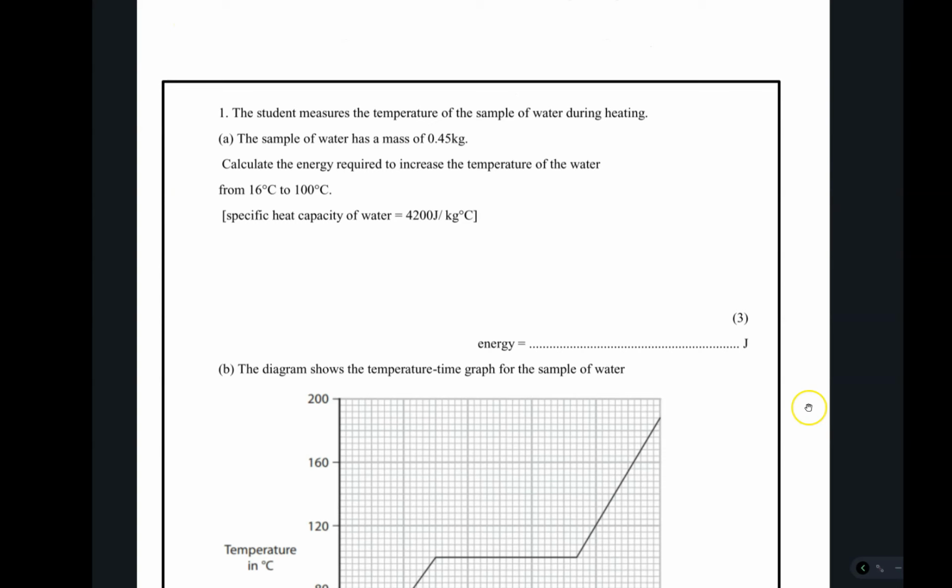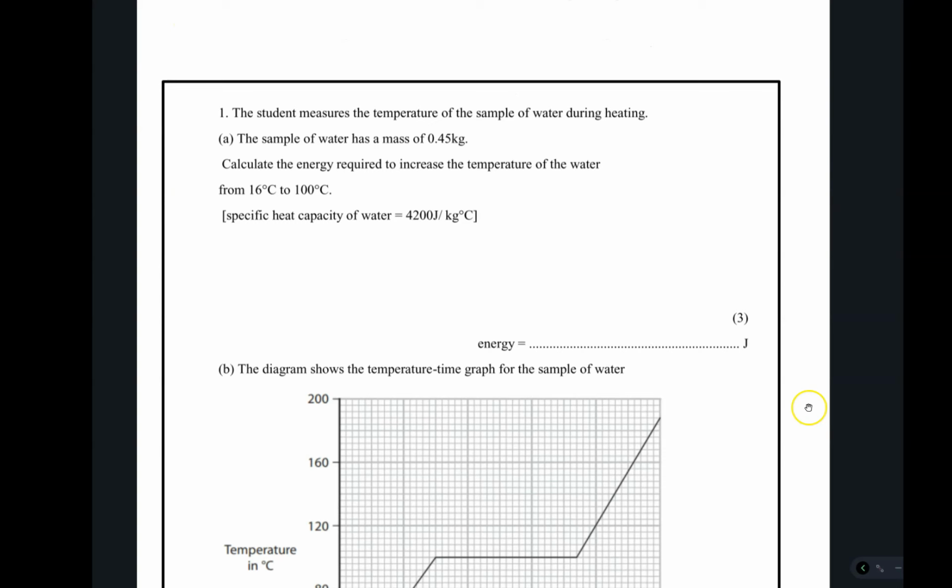And when you are given a question like this, you must be provided with the specific heat capacity. In this case, the specific heat capacity is 4,200 joules per kg per degree Celsius. Questions like this will not miss in paper 2, and you can be asked to work out the quantity of heat, the mass, or the temperature or change in temperature.